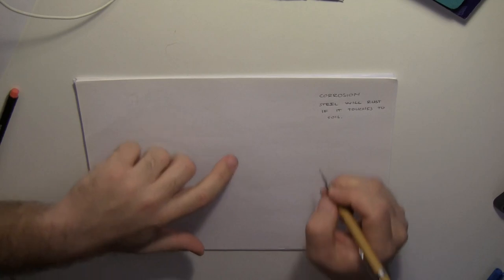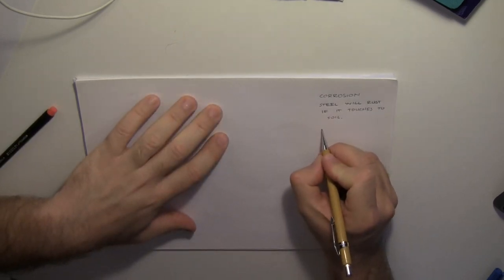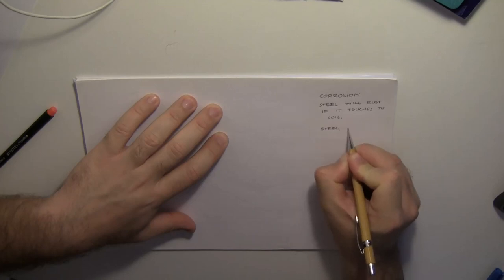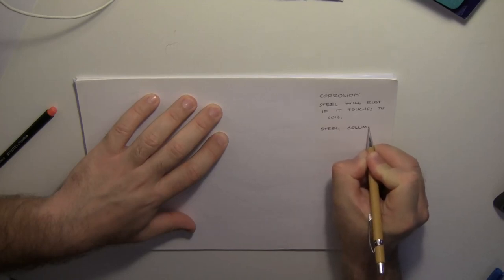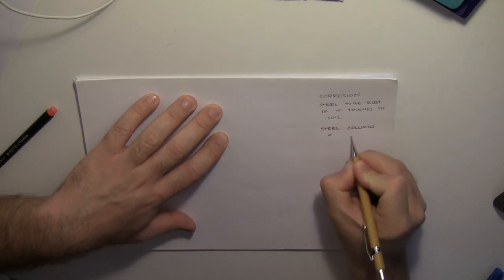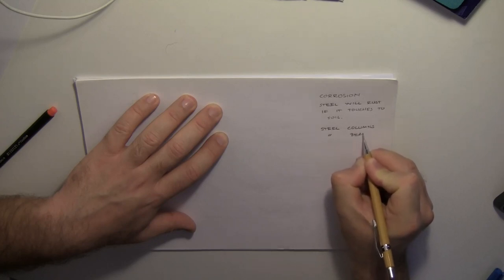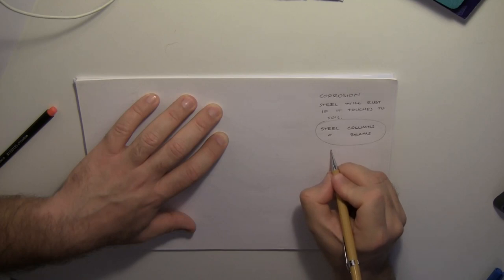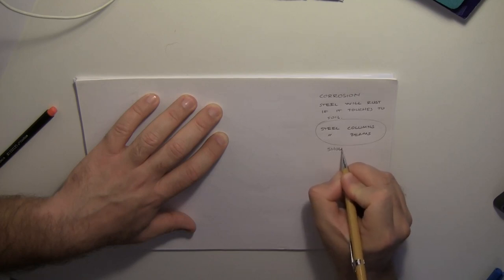What steel members do we have in a steel structured building? We firstly have steel columns, and we have got steel beams. So we need to find a way of preventing these from touching the soil.